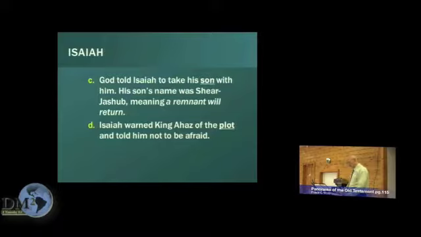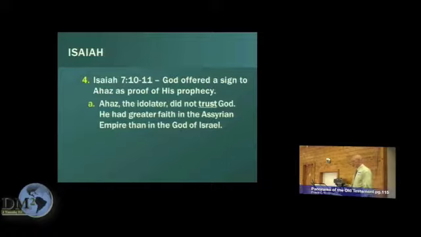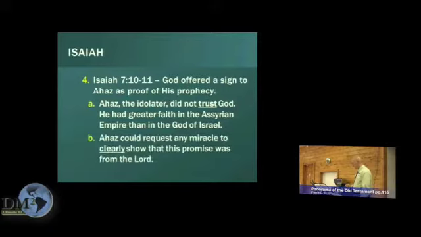Verse 10, "Then the Lord spoke again to Ahaz, saying, ask a sign for yourself from the Lord your God. Make it deep as Sheol or as high as heaven." Literally, sky's the limit. Whatever you want as a sign, I'm going to give it to you. Now, you'd expect him to think up something. But God offered a sign to Ahaz as proof of his prophecy. But Ahaz the idolater did not trust God. He had greater faith in the Assyrian Empire than in the God of Israel. So his response is going to be rather interesting.